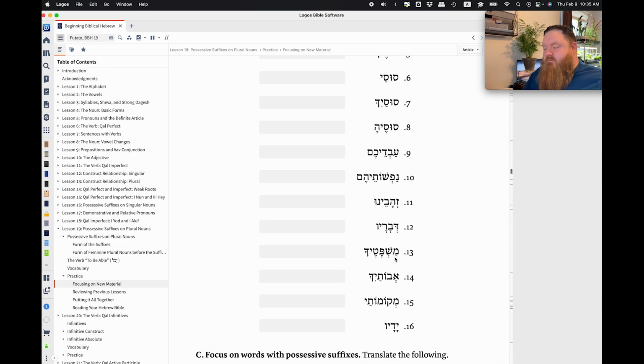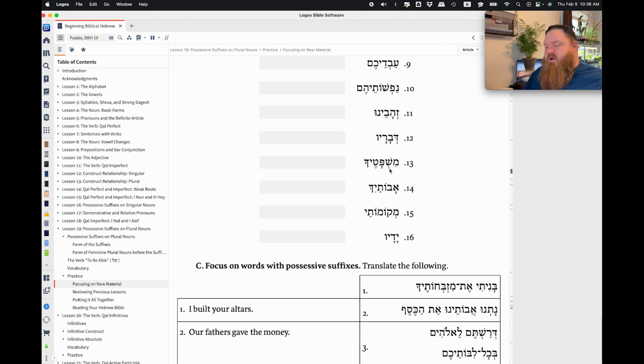Number 13, we've got mishpatecha. Mishpatecha is going to be mishpat, which is judgment or decision. It's cha, which is you, masculine singular, but it's your decisions, plural, because we've got the segol hey here, or I'm sorry, the segol yod. So that yod tells us that mishpat is plural.